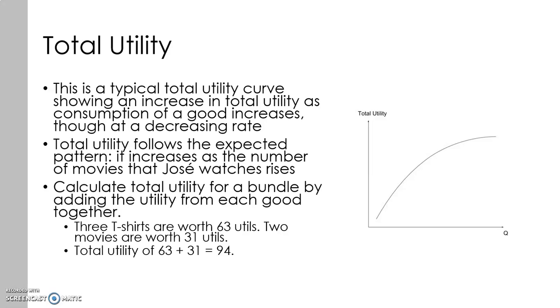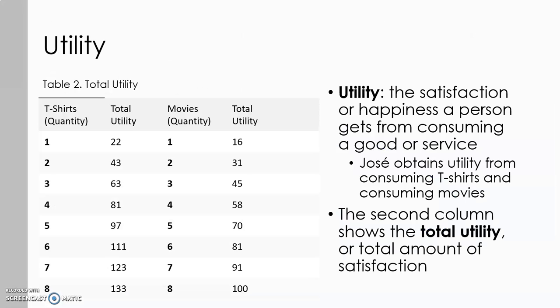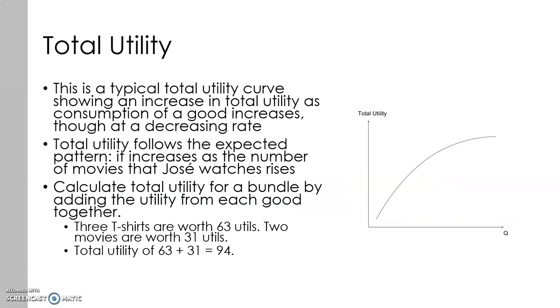Utility tends to increase, but it increases at a decreasing rate. It's got that downward inflection. So total utility goes up, but it goes up more and more slowly. You can take a look at any consumption bundle and calculate the total utility just by adding up the utils for each of those goods. So here, I'll go back a couple of slides. We want a bundle of 3 t-shirts and 2 movies. 3 t-shirts gives us 63 utils, and 2 movies gives us 31 utils. We don't have to do anything fancy with these. We're just going to add them up because utility is additive. So 63 utils plus 31 utils means that that bundle, 3 t-shirts and 2 movies, gives Jose 94 happy points.